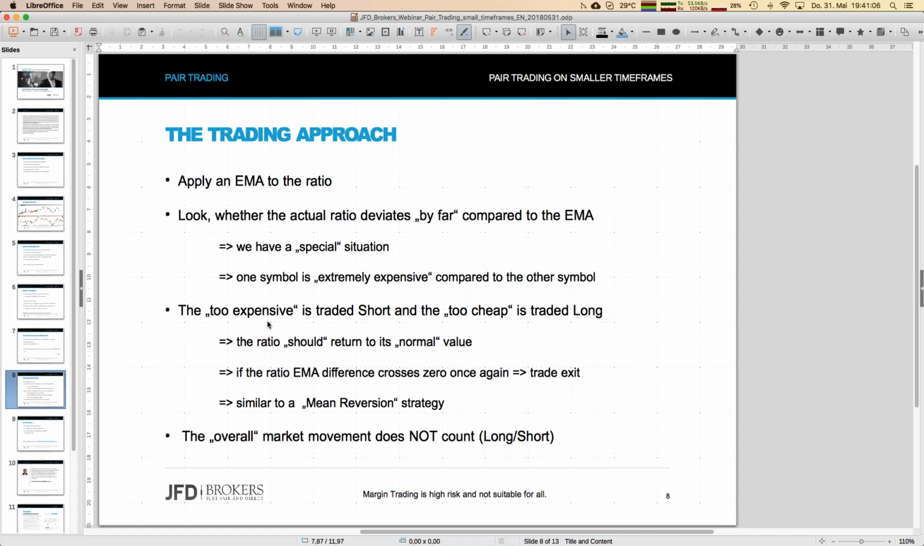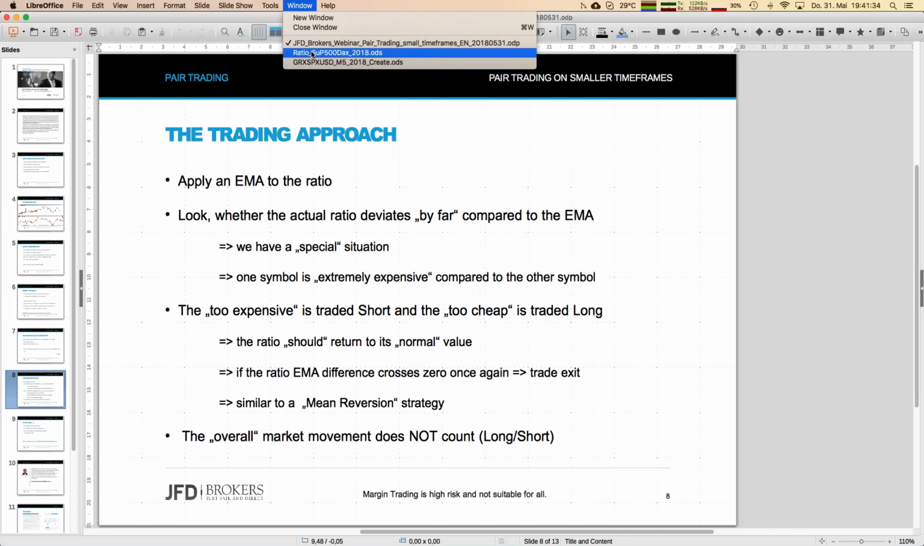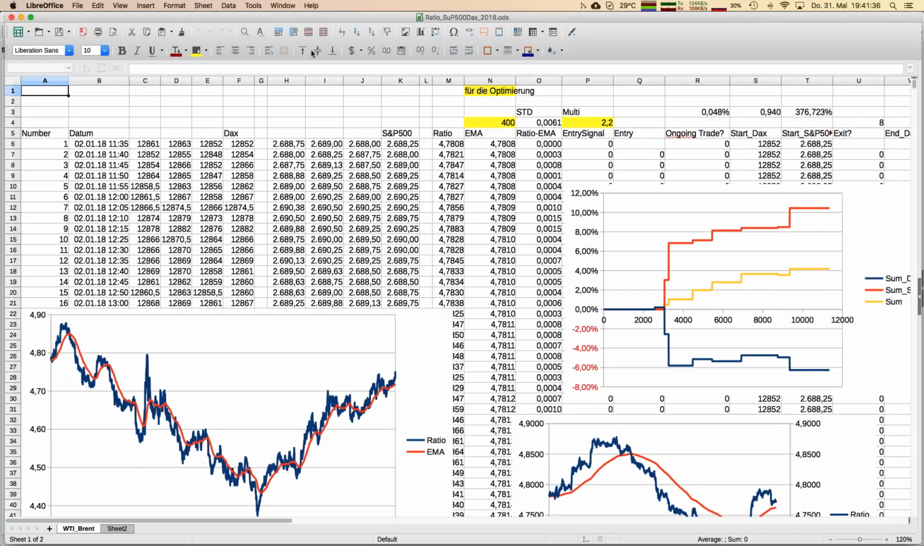Next question, when to close? Quite easy. We do it when the actual ratio crosses the EMA once again. That will be the close. You will see in the next chart exactly what I mean. And those are the two things we have to know: entry and exit. Good. But now let's go practical within that Excel sheet, which illustrates that kind of logic.